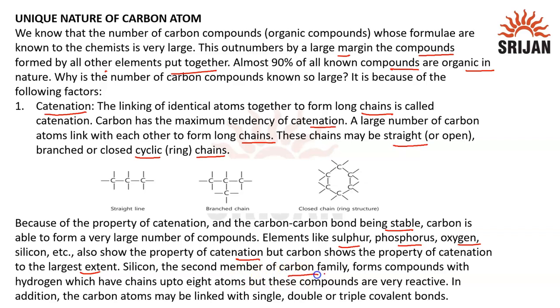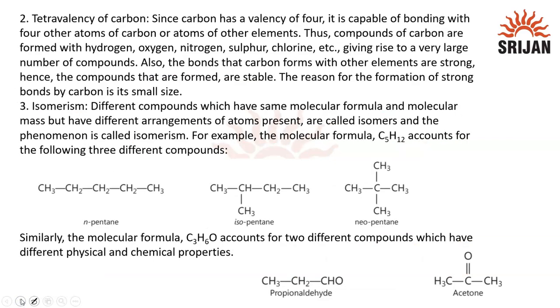Silicon, which is the second member of the carbon family, forms compounds with hydrogen which have chains up to 8 atoms, but these compounds are very reactive. In addition, carbon atoms may be linked by a single, double or triple bond. So any type of covalent bond can be formed by the carbon atom.